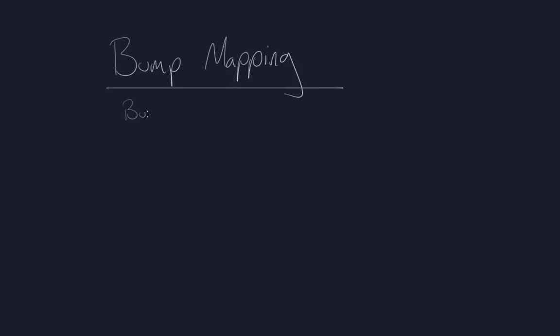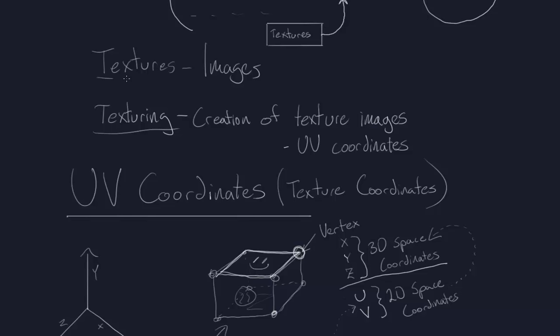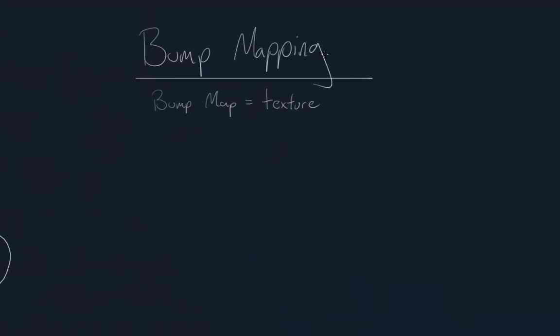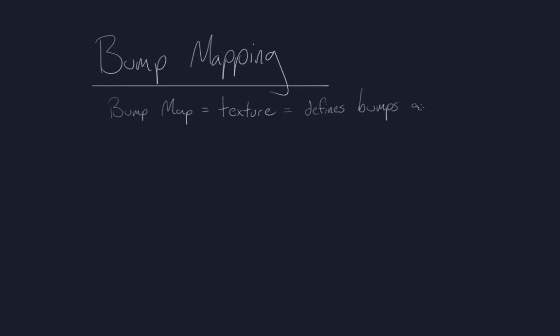So, bump mapping. First off, a bump map is just a texture. Now, what did I say a texture was? Before you try to answer, a texture is just an image. But a bump map is a very special kind of image, where a bump map literally defines bumps along a surface. How does it do this? Well, I'll get to that in a minute. Let's keep it simple. Here's kind of what a bump map is going to look like.